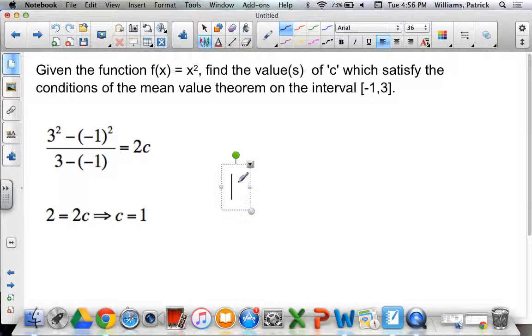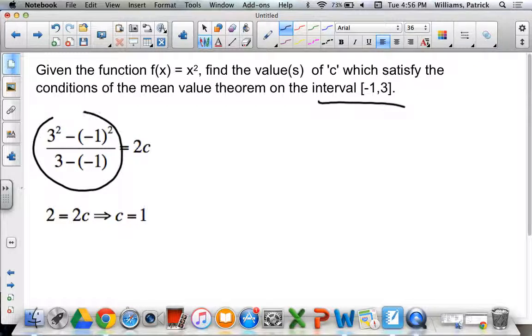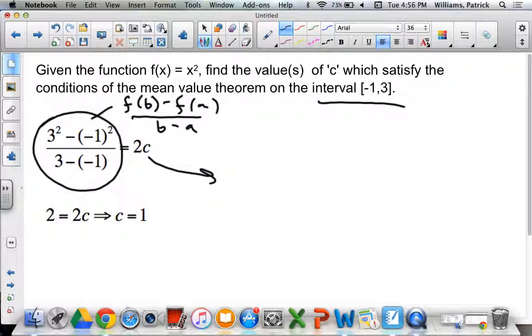This first problem says, let's say we're given the function f of x equals x squared. So we want to find the values of c which satisfy the mean value theorem over the interval -1 to 3. If we evaluate this, this will be the average rate of change, f of b minus f of a over b minus a.